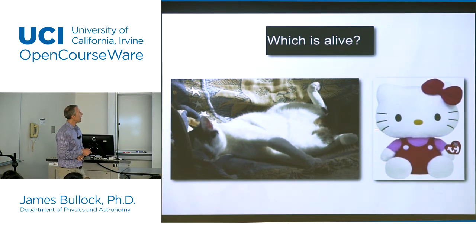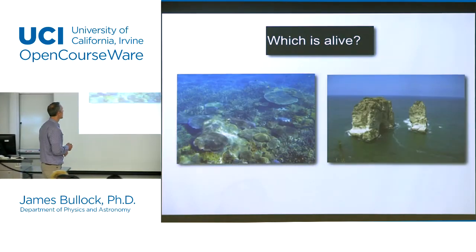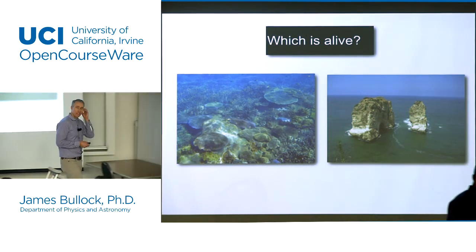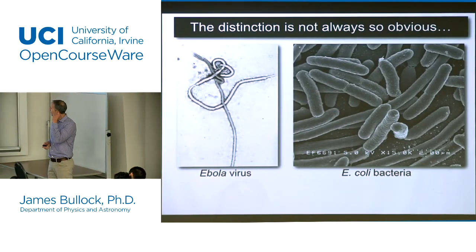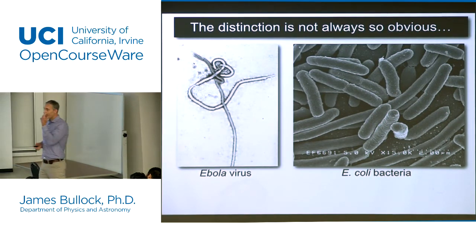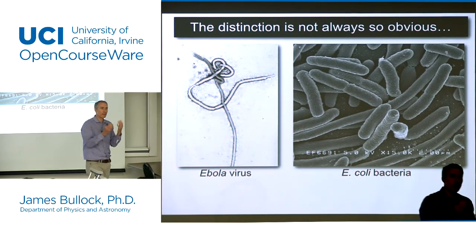So distinguishing alive from dead is sometimes easy. You know, inanimate and animate, that's sometimes easy. But you know, sometimes it can get a little harder, right? So which of these is alive? What about these? So the question is, what's the line here? And how would we go about defining it?